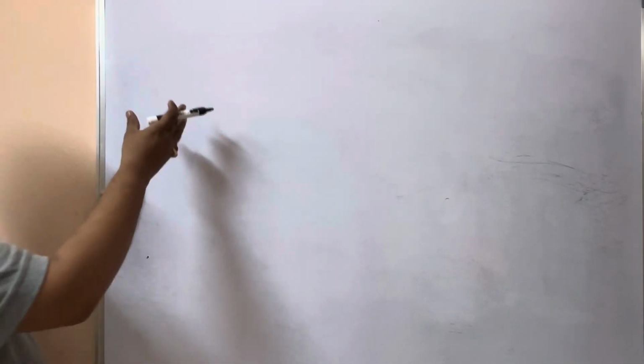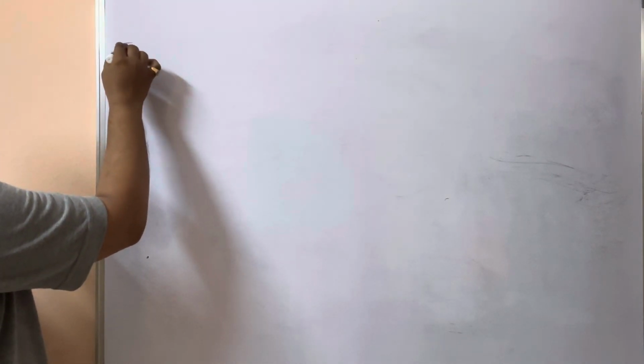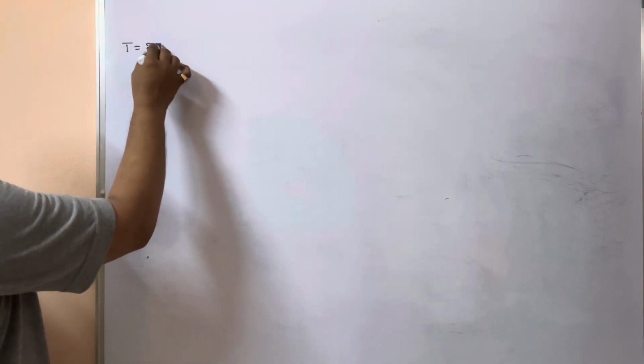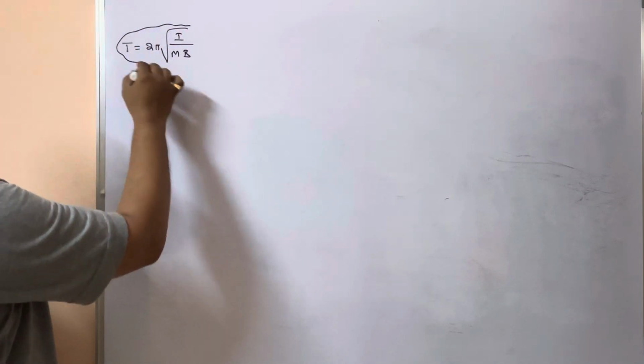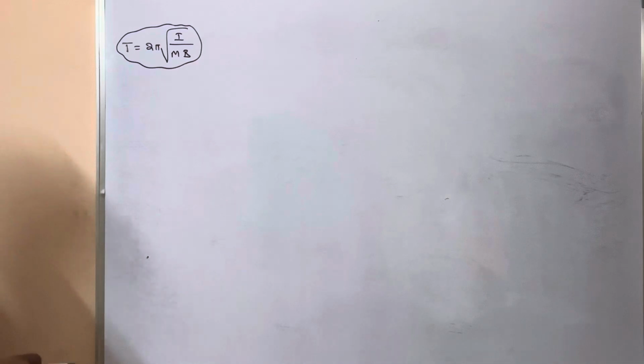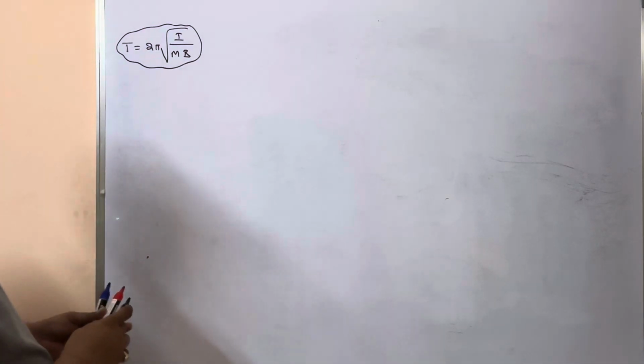We discussed the time period of a magnet in a uniform magnetic field. So we got that equation T is equal to 2 pi root I by mB. I is the moment of inertia, m is the magnetic dipole moment, B is the magnetic field intensity.